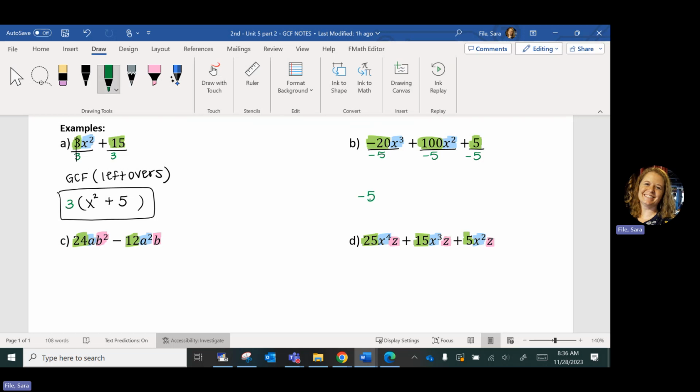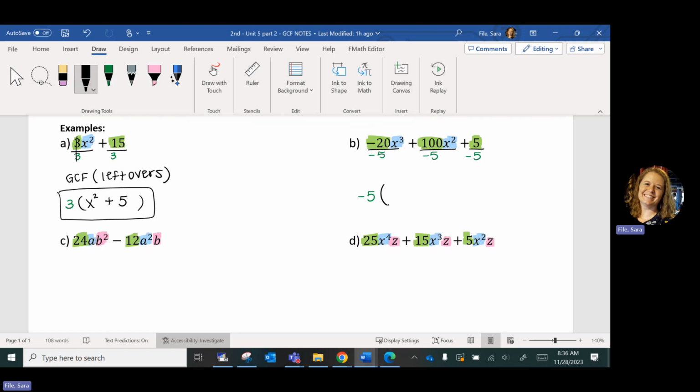What about the variables? Can I take an x out of all of the terms there? No, that last one doesn't have an x. So even though these two have a common factor of x squared, this last one does not, and so I can't. It has to be able to be divided out of all of the terms. In this case, there's 3 terms. Okay, so no variable can come out. So I'm ready to put my leftovers.